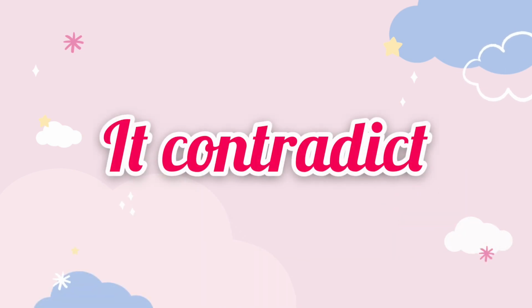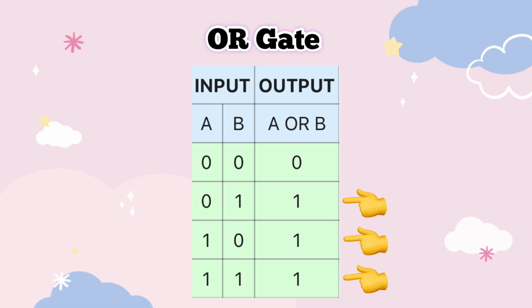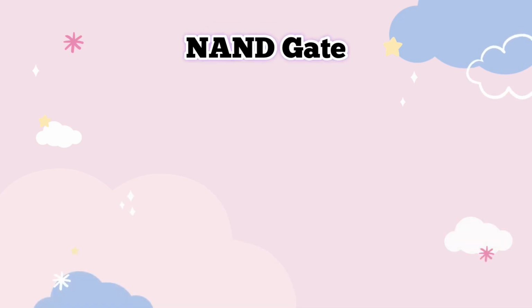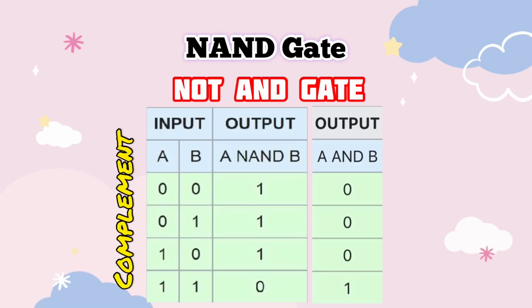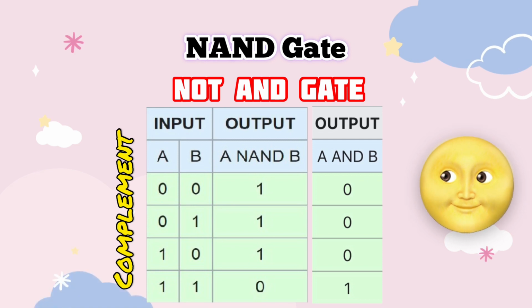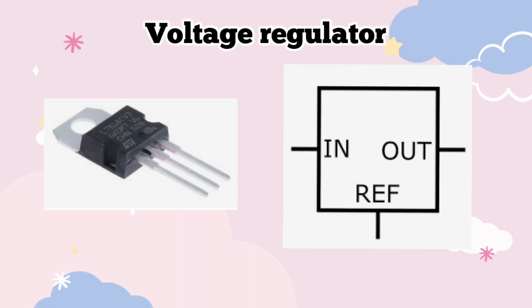This contrasts with the OR gate, where a high output will result if any one of the inputs is high, and a low output will result when all the inputs are low. Furthermore, the NAND gate is NOT AND, where it will produce an output which is the complement of the AND gate output, as in this truth table. Next is the voltage regulator.